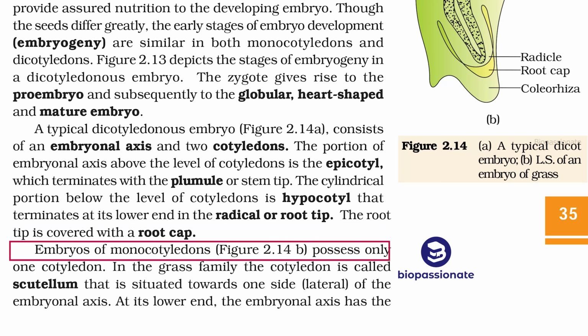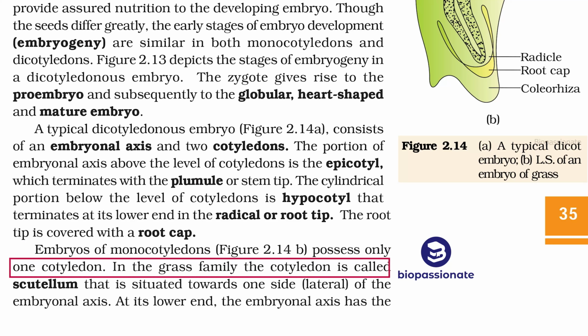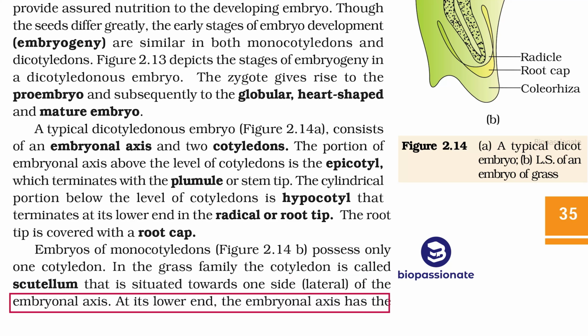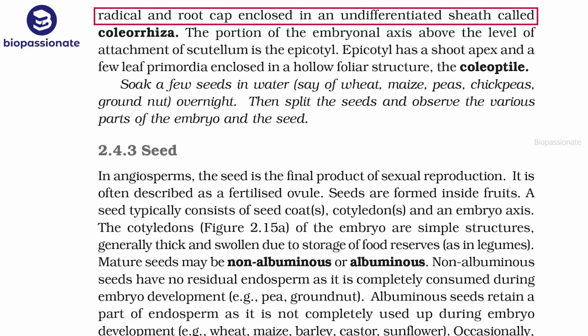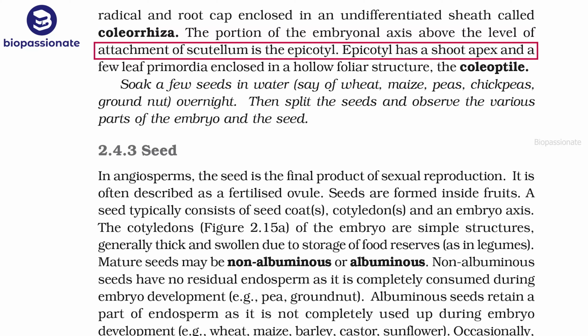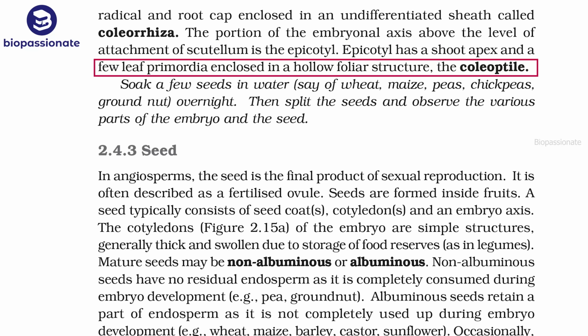Embryos of monocotyledons, Figure 2.14b, possess only one cotyledon. In the grass family, the cotyledon is called scutellum, that is situated towards one side, lateral, of the embryonal axis. At its lower end, the embryonal axis has the radicle and root cap enclosed in an undifferentiated sheath called coleorhiza. The portion of the embryonal axis above the level of attachment of scutellum is the epicotyl. Epicotyl has a shoot apex and a few leaf primordia enclosed in a hollow foliar structure, the coleoptile.